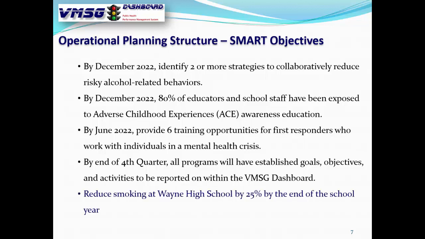Reduce smoking at Wayne High School by 25% by the end of the school year is one of the objectives in our example plan. Other similar objectives might be to reduce smoking by some percent in other schools in the community by the end of the school year. To accomplish the stated objective within the given time frame requires a set of action steps. These are the activities. Activities are truly the operational portion of the plan. What steps will you take to reach the SMART objective? How will you know when you've completed each step?